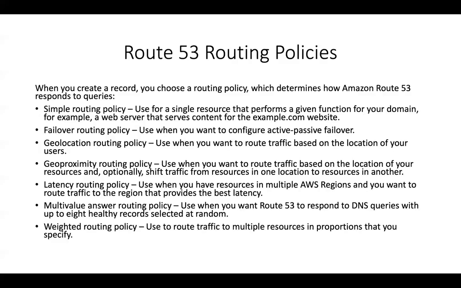So I'll be specifying this in weights of 1 to 255, which we'll be studying in the subsequent slides. But when you specify something like this, like 70% of traffic going to one version of your application and 30% of traffic going to another version of your application, this is a use case where you would use weighted routing policy. And this is also called blue-green deployment. And for blue-green deployment, weighted routing policy is very, very important to note.